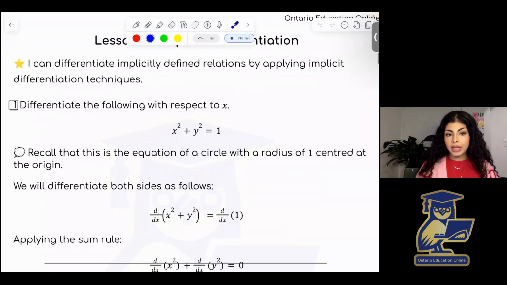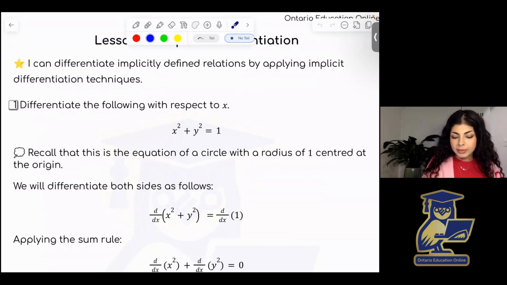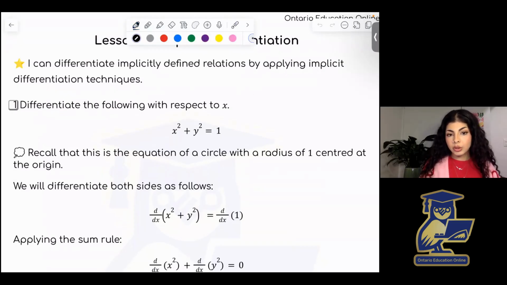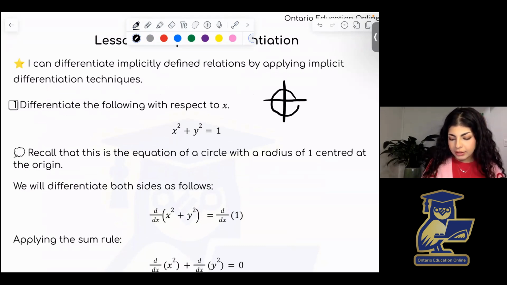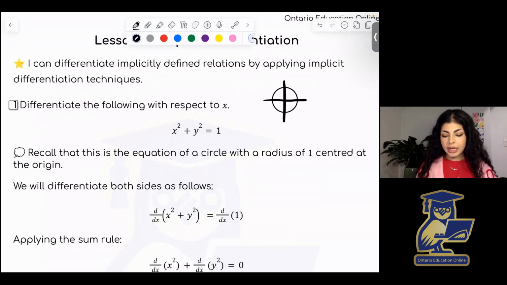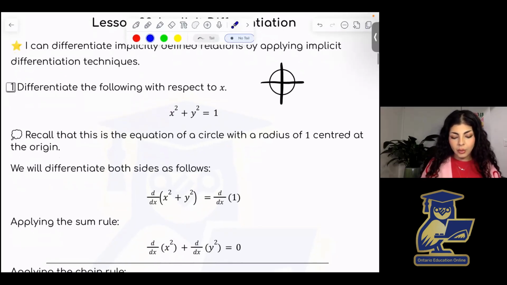You may be familiar with this equation here, which is the equation of a circle, and specifically it'll be a circle that will look like this, with the origin as the center of the circle. And so it has a radius of 1, and yes, it is centered at the origin.